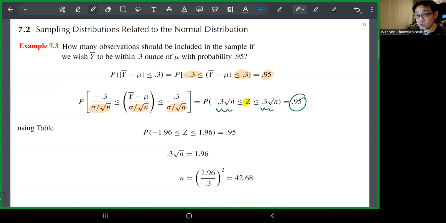Done. Cool. And once again, use the normal distribution table. You know that for me to get 0.95 probability, these two numbers have to be 1.96. And from here, I can reverse-calculate what the n should be. So if you want to be 95% confident that this whole thing is within 0.3 ounce, pick 43. Then it's 0.2 something. So pick 43 bottles from the factory to do the QC.